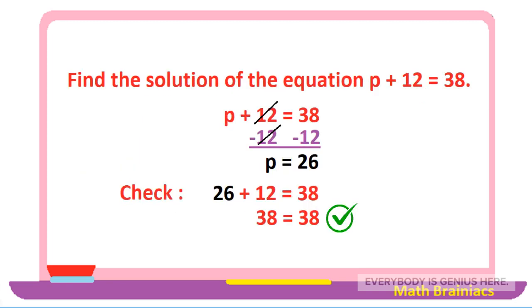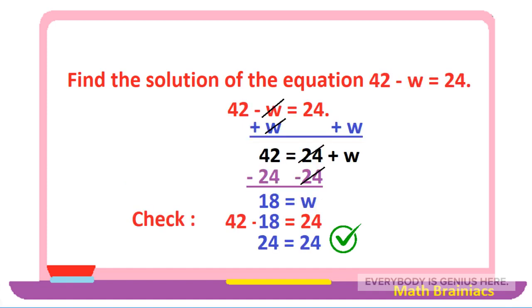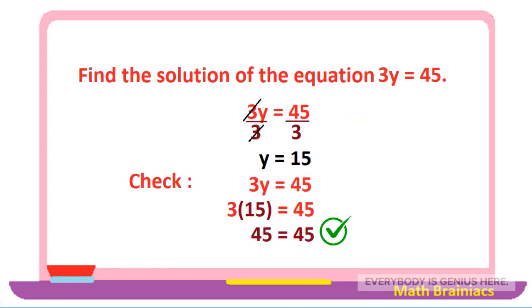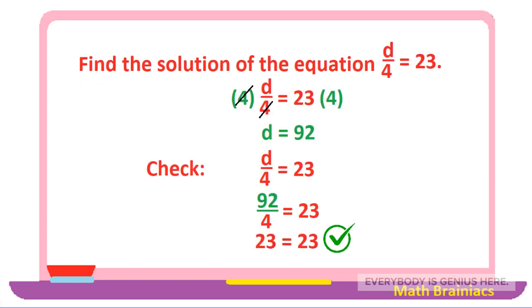To wrap it up, in finding the solution of the equation with addition, we're going to use the subtraction property of equality so that we can solve for the solution. Likewise, if the equation has subtraction, we're going to use the addition property of equality so that we can solve for the solution. However, if the equation has multiplication, we're going to use the division property of equality. Moreover, if the equation has division, we're going to use the multiplication property of equality.